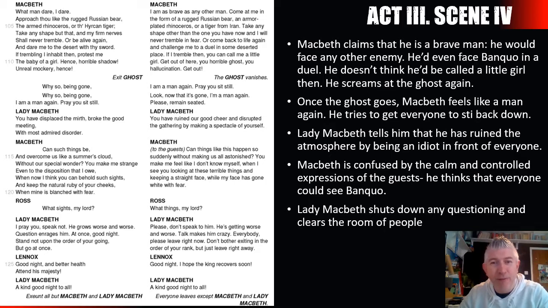Macbeth screaming, "What man dare I dare? Approach thou like the rugged Russian bear, the armed rhinoceros, or the Hyrcan tiger. Take any shape but that, and my firm nerves shall never tremble. Or be alive again, and dare me to the desert with thy sword. If trembling I inhabit then, protest me the baby of a girl. Hence, horrible shadow, unreal mockery, hence."